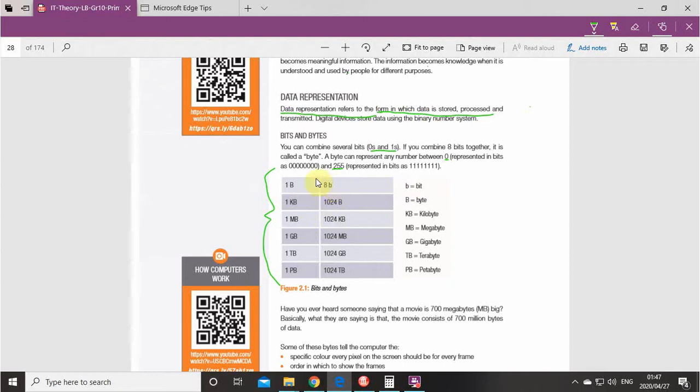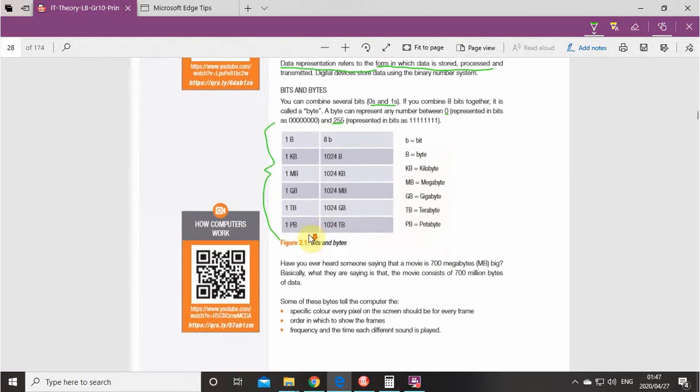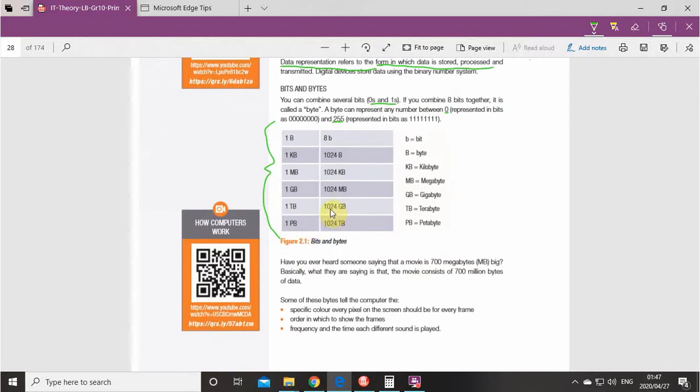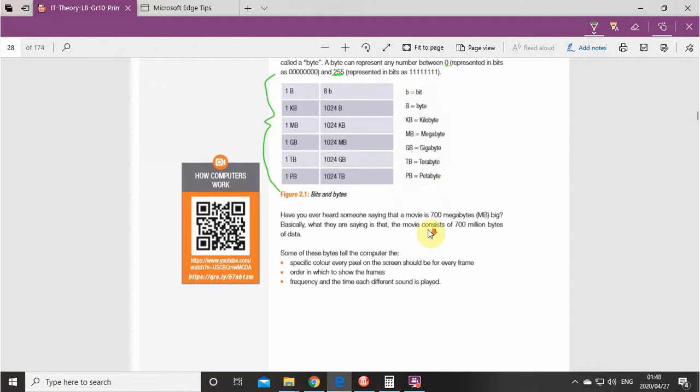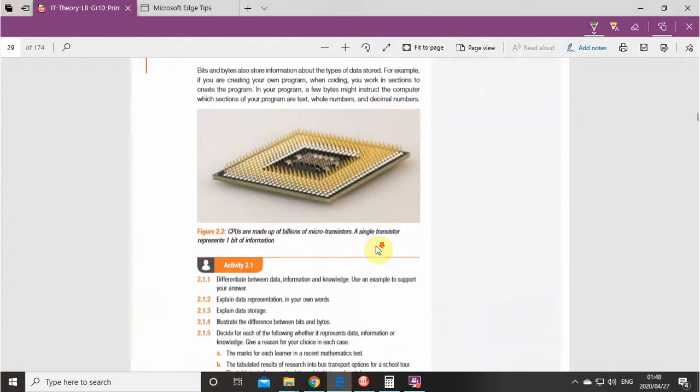Okay, so 8 bits is 1 byte, 1024 bytes is 1 kilobyte, 1024 kilobytes is 1 megabyte, 1024 megabytes is 1 gigabyte, and then 1024 gigabytes is 1 terabyte, and then 1024 terabytes equals 1 petabyte. Okay, so just know this information.